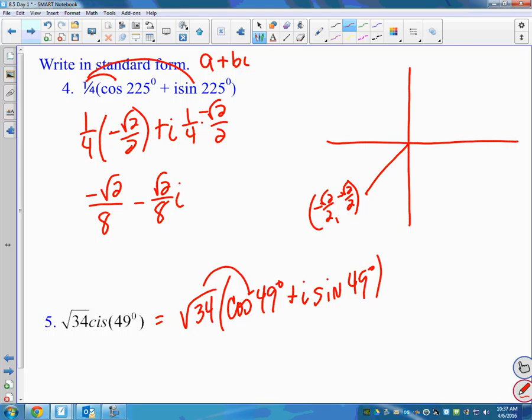So we're just going to go to a decimal here. Square root of 34 times the cosine of 49 degrees, I get about 3.83. And then don't forget your i on this one. You get about 4.4. And you can always see if your answer at least makes sense. Square root of 34 would be your radius. 49 degrees is in quadrant 1, and so it makes sense that a and b are both positive, because that would get you in quadrant 1.